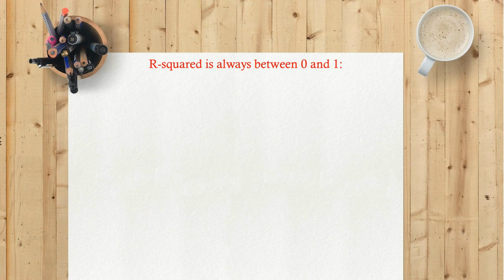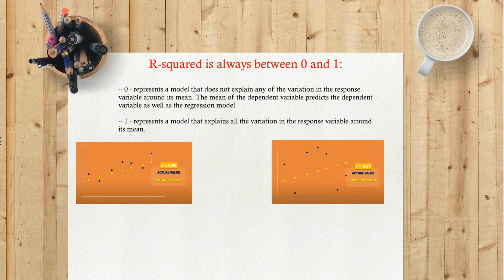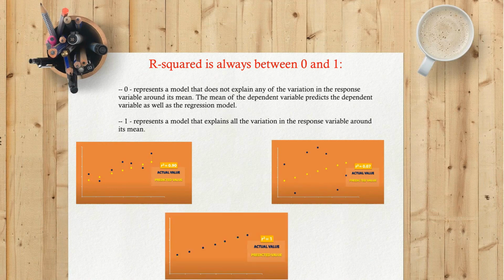R-squared is always between 0 and 1. 0 represents a model that does not explain any of the variation in the response variable around its mean. The mean of the dependent variable predicts the dependent variable as well as the regression model. 1 represents a model that explains all the variation in the response variable around its mean.